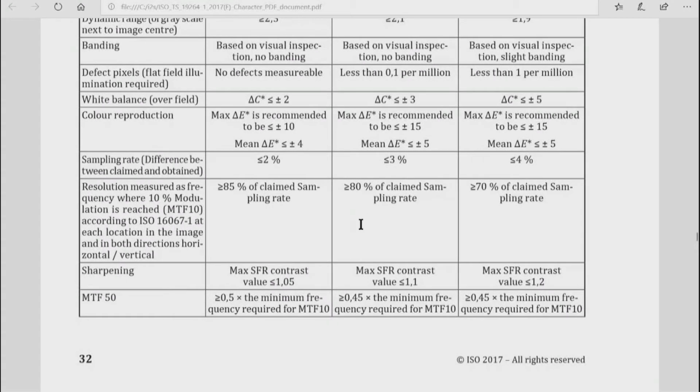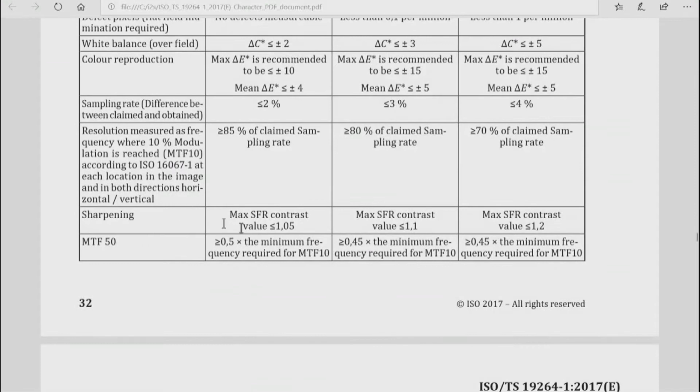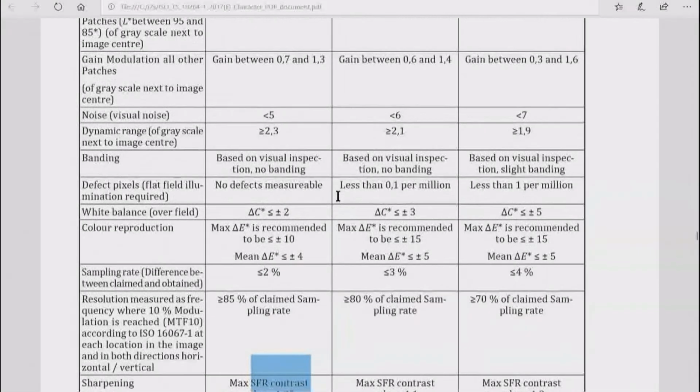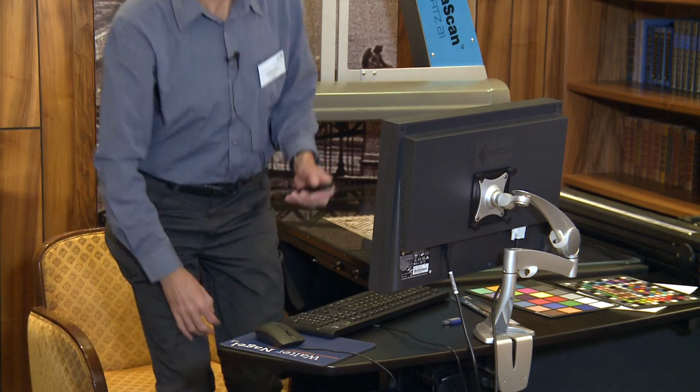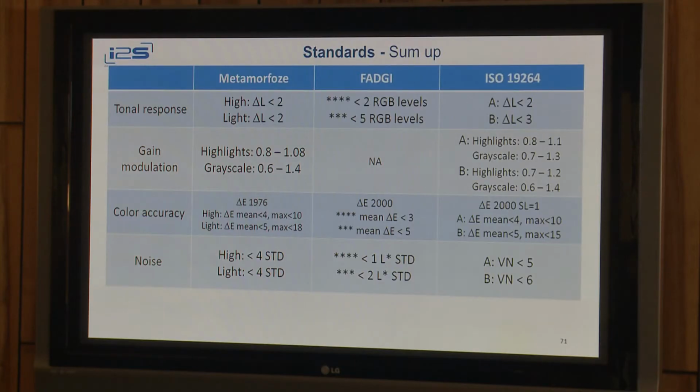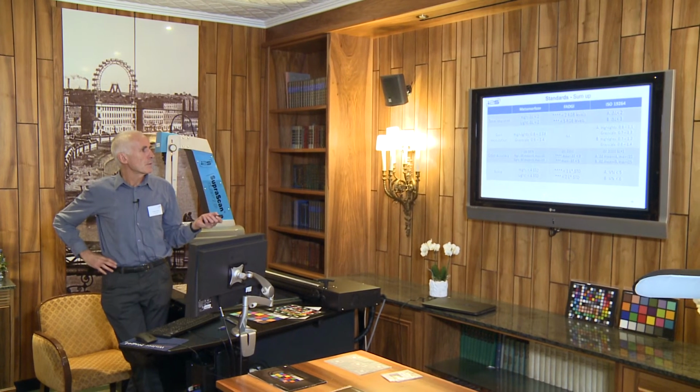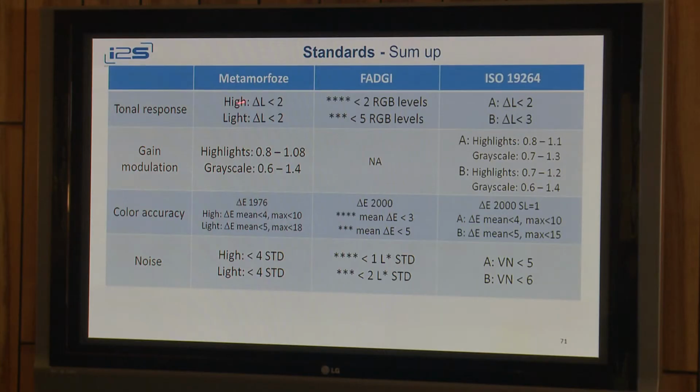Okay, so here you have all the values. You see the sharpening value here also. Here we go. And you will find it's very close to Metamorphose. You find also the same non-uniformity elimination for A0, A2, and A3. Okay, so this is to compare. If you want to compare, it's still difficult because the units are not always the same. But rapidly, you will see that Metamorphose and ISO A are very close.